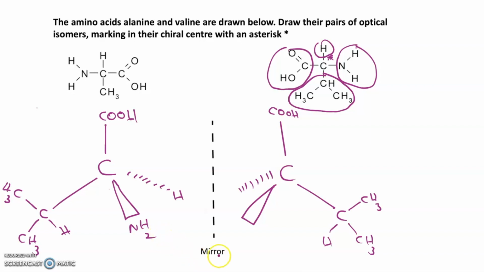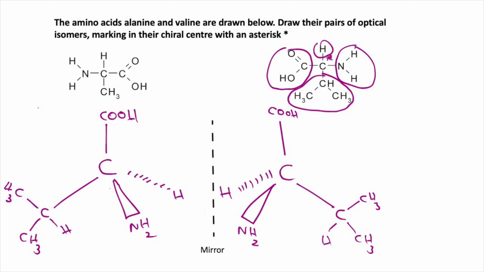And then the bonds coming out and going behind are going to have an NH2 and a H, and I'm going to line them up opposite the NH2 and H groups from the first tetrahedral. So I now have 2 tetrahedrals to represent the 2 optical isomers that would rotate plane polarized light in opposite directions.